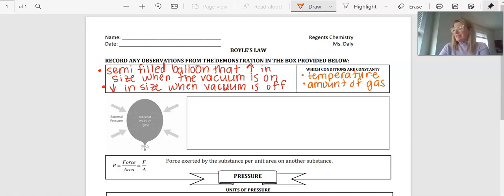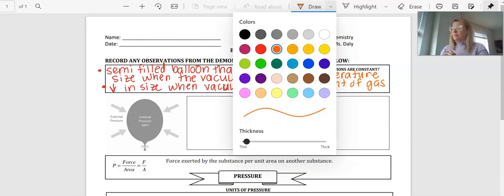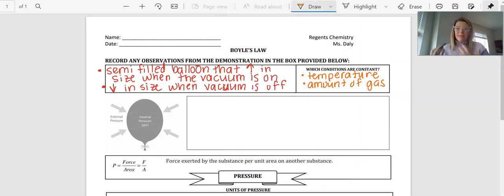Now, this leads us to a quick discussion about pressure. I mentioned this in the vapor pressure unit, where we were going to talk a little bit more about all the different units of pressure. But I did want to point out what's happening when we remove that air from the inside.